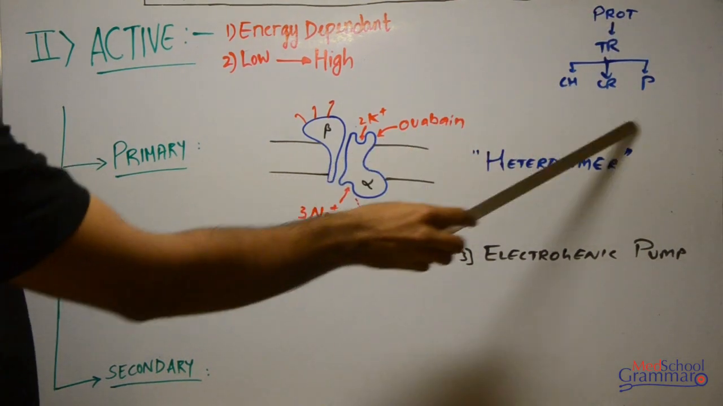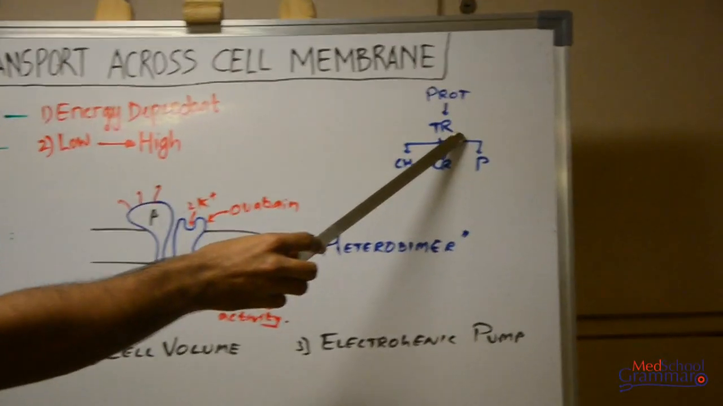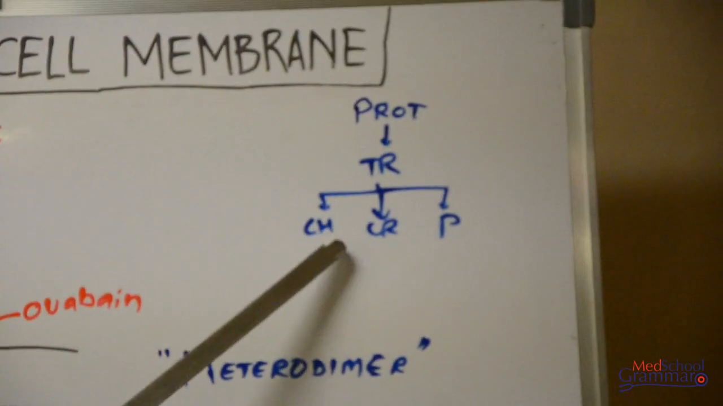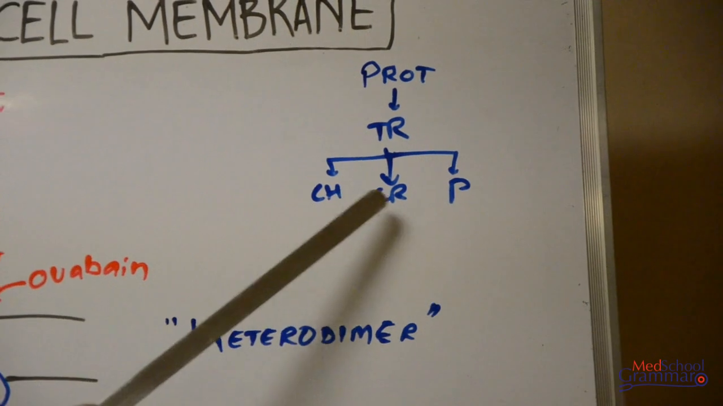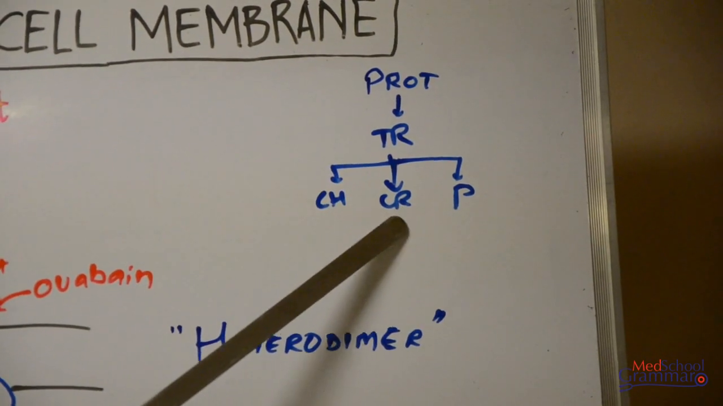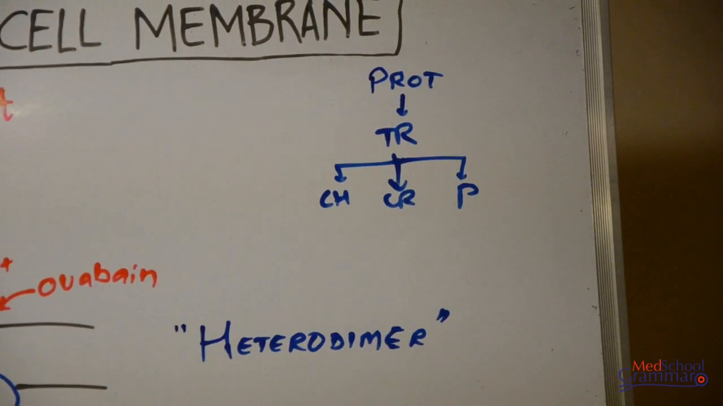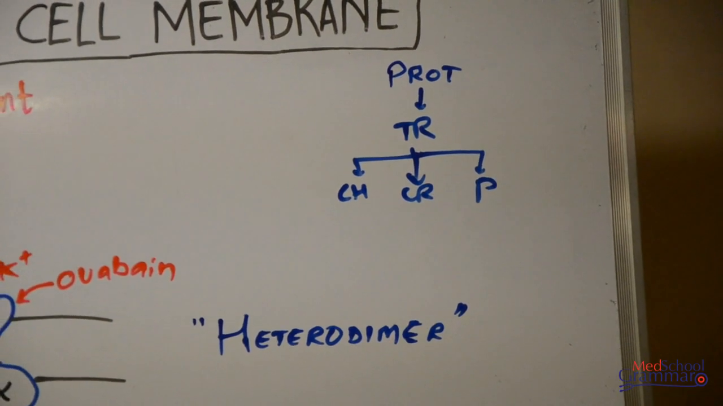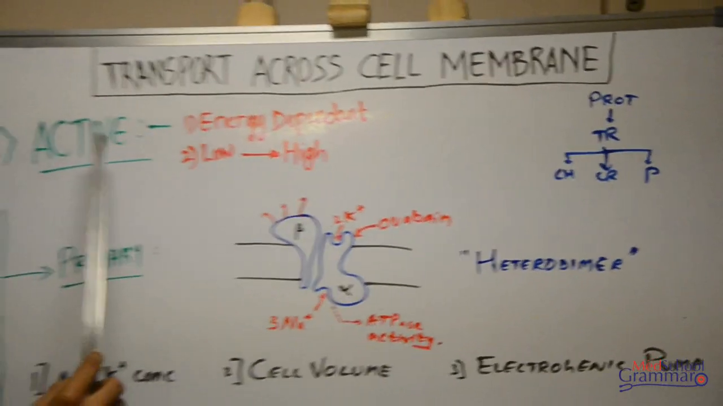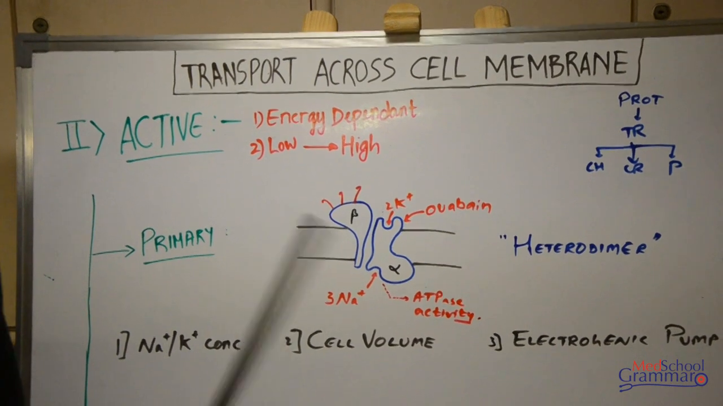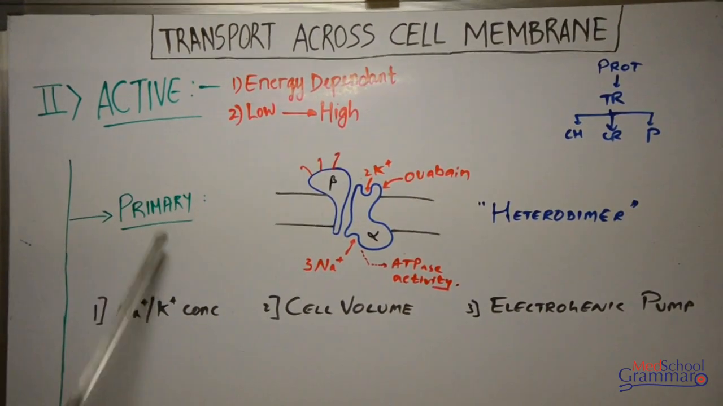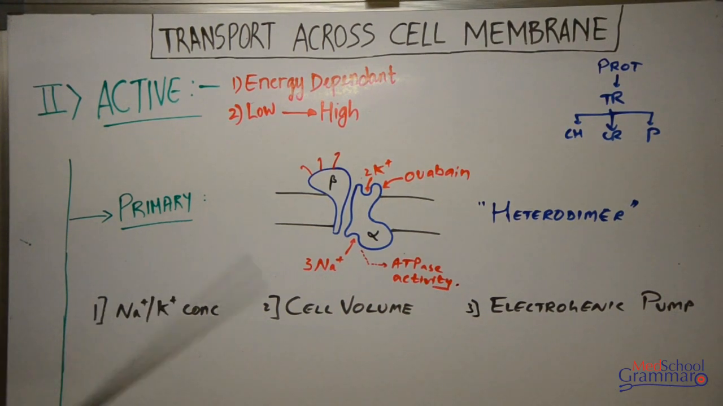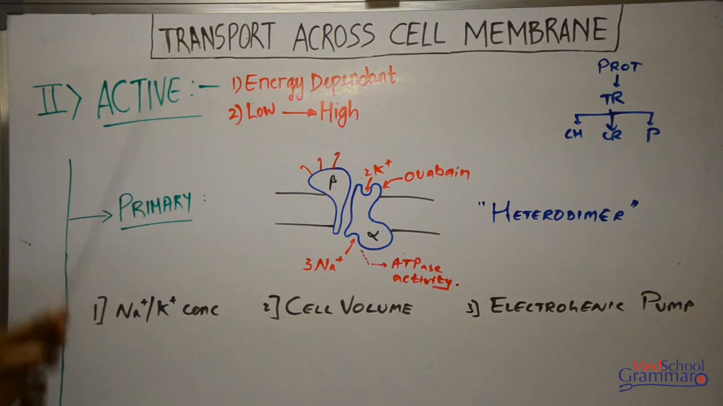Now if you remember, proteins had a function in transport, and in transport proteins could act as channels, carriers or pumps. Channels we have seen in simple diffusion, carriers we have seen in facilitated diffusion. Now pumps play a role in active movement, be it primary, be it secondary. The proteins involved are known as pumps. So in primary active transport, the most commonly involved pump is the sodium potassium pump.